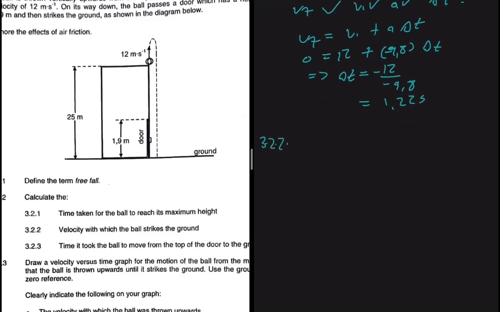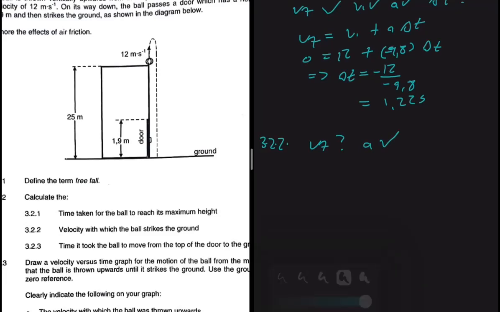Now we can do 3.2.3. So 3.2.3 is saying let's find the velocity with which the ball strikes the ground. So again, we're going to conceptualize and look at the information we have and see how we can solve the problem. So we're looking for what? We're looking for the velocity, right? So we're looking for some VF, right? We have acceleration, we always do, right? And then what else do we have?